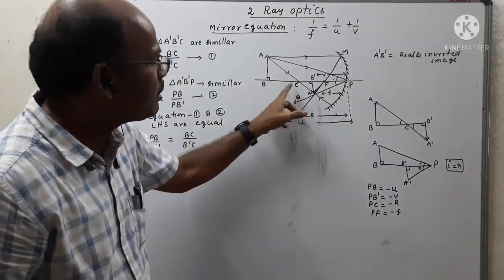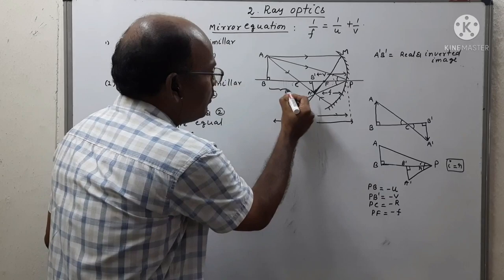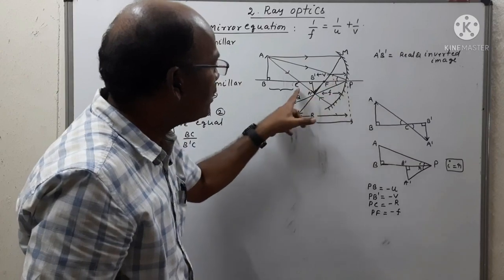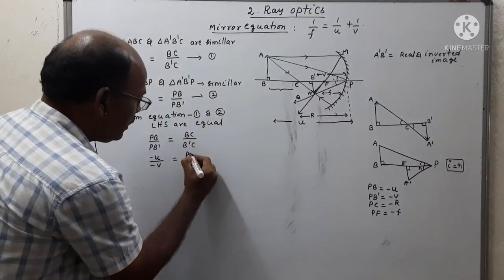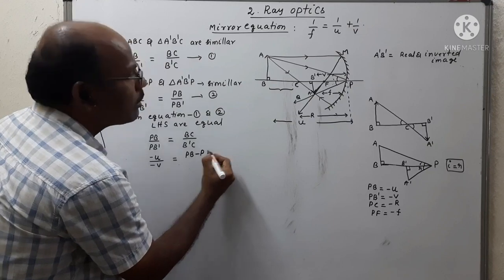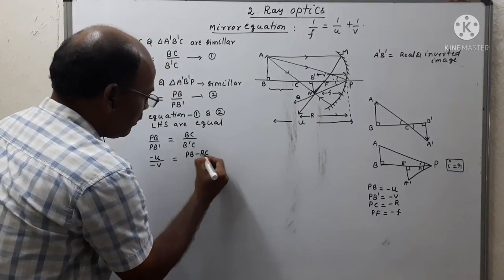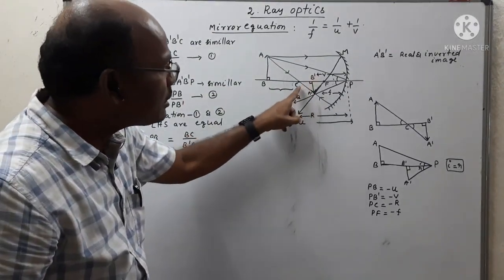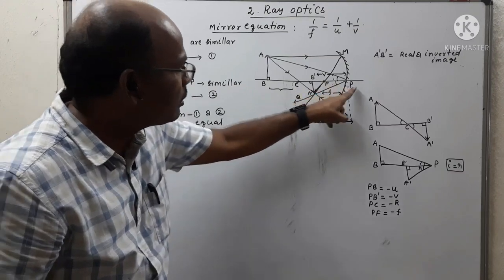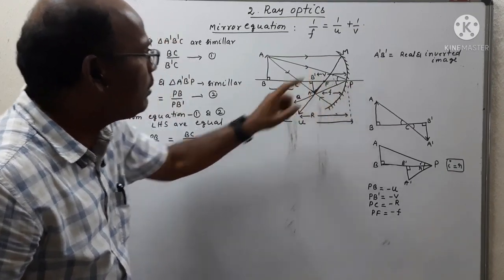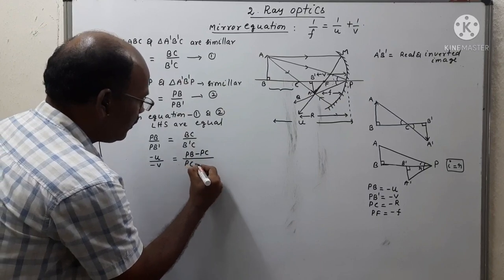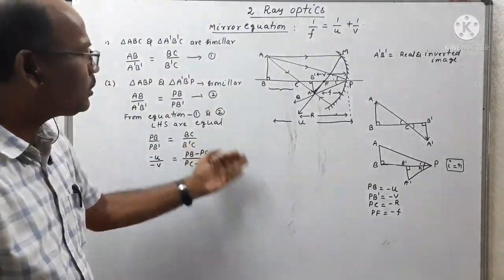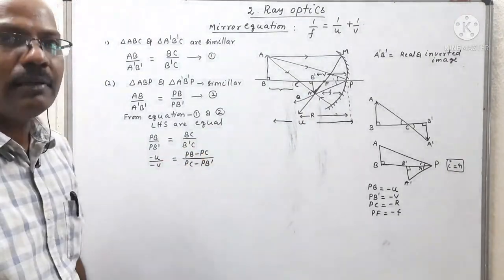So BC can be written as PB minus PC. So this becomes PB minus PC by, what about B dash C? Here also we can write B dash C as PC minus PB dash. Okay? Then substitute the values of PB, PC and PB dash.